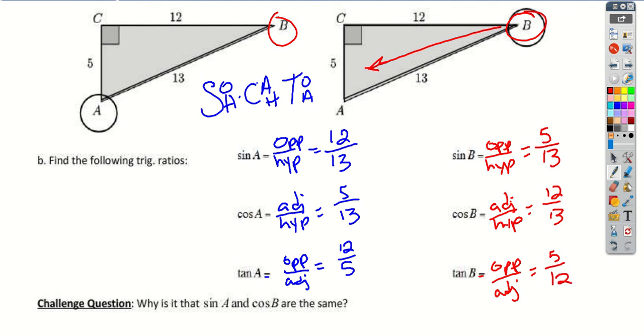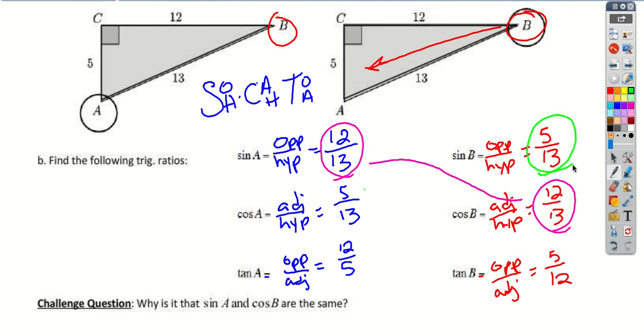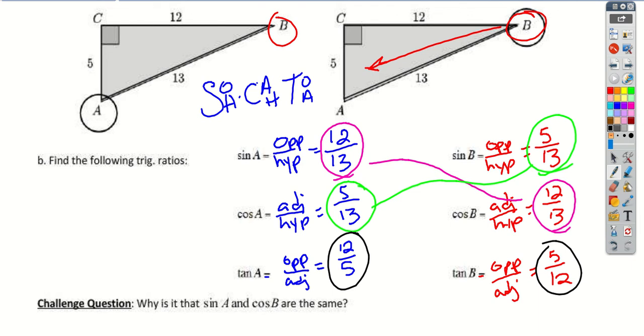And so what we see happens is the sine of A is actually the same as the cosine of B. The sine of B and the cosine of A are the same. And these two tangents are actually just reciprocals of one another.